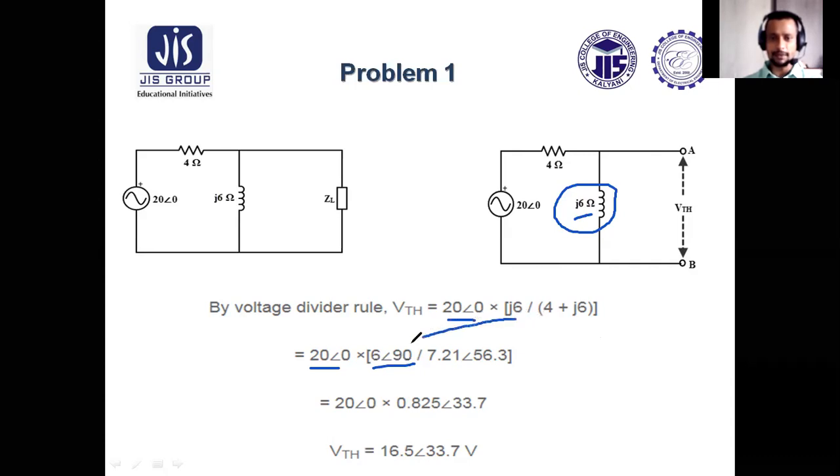As we are performing a division operation, J6 will be converted to polar form. Similarly, 4 plus J6 will be converted to polar form. Once polar form is obtained, we can perform the division. 6 by 7.21 is 0.825. Angle 90 minus angle 56.3 is 33.70. So after multiplication, we'll get VTH equals to this.